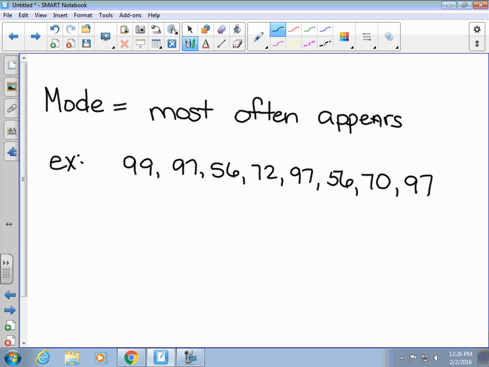Okay. Now, are there numbers that repeat more than once? Yes. 97 does, and 56. Between 56 and 97, did one of those numbers repeat more than the other one? 97 repeated how many times? And 56 repeated? So which one was the most? So in this case, my mode was 97.